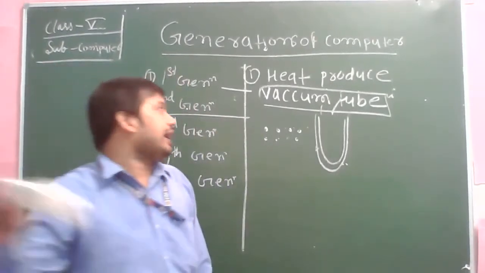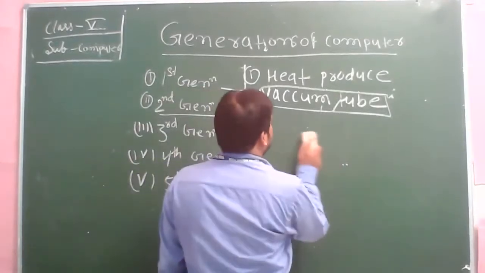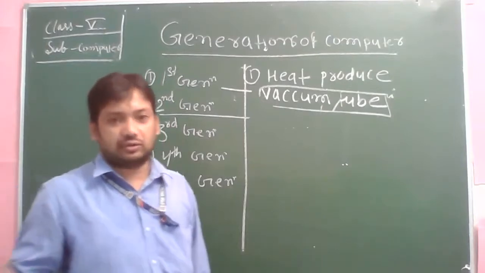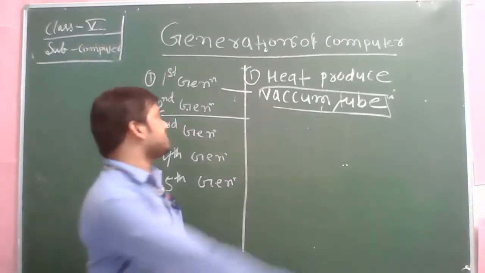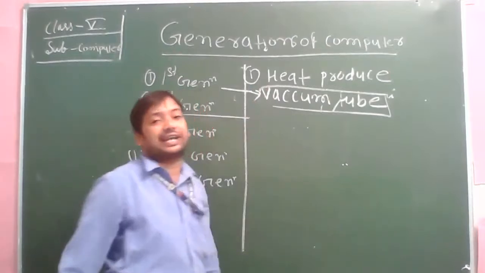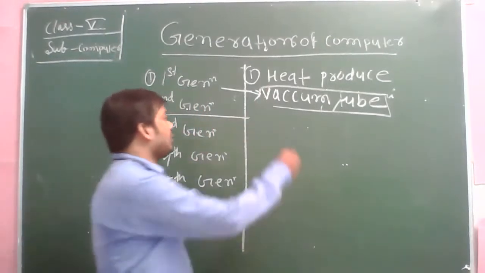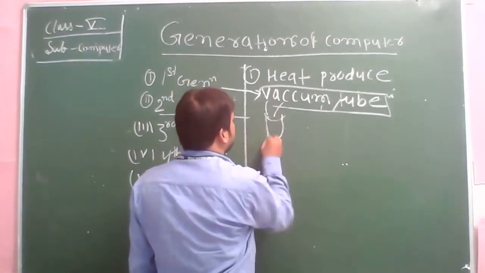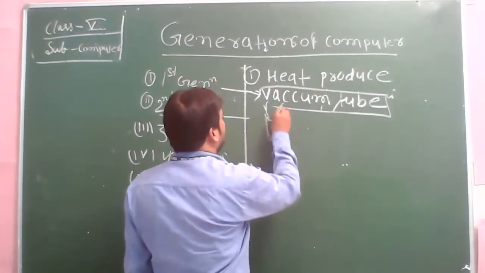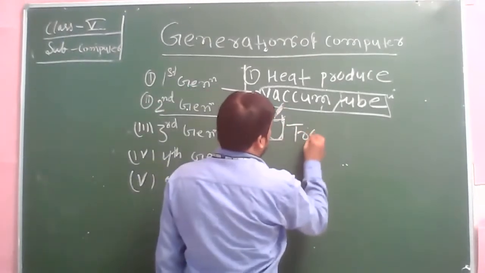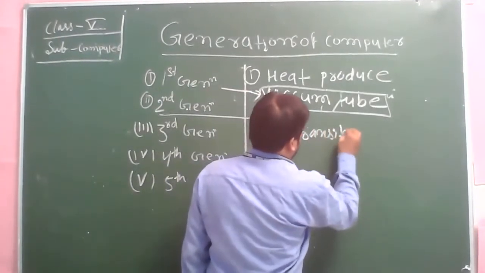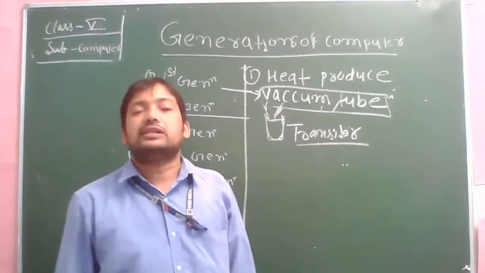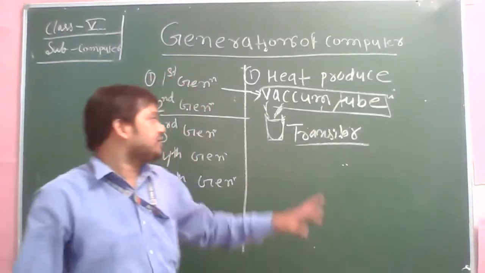In the second generation, we have already learned that the processor used was the transistor. In the first generation, vacuum tubes were used; in the second generation, transistors were used. In this generation, the name of the processor is transistor.